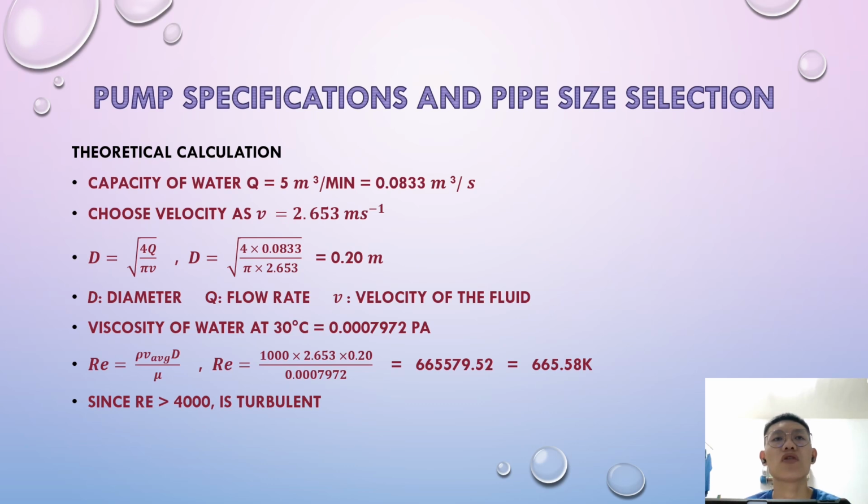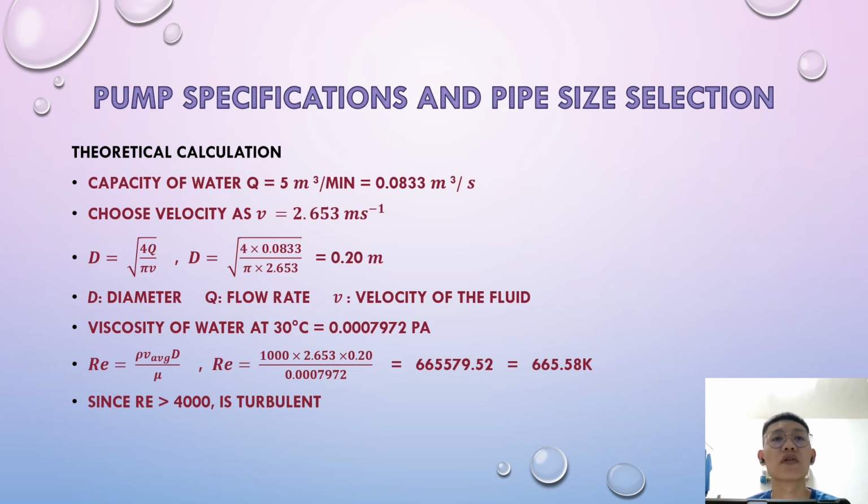So this is the theoretical calculation for this assignment. The given capacity of the water equals 5 meter cube per minute. So we change it to meter cube per second, which is 0.0833 meter cube per second. The chosen velocity will be 2.653 meters per second.